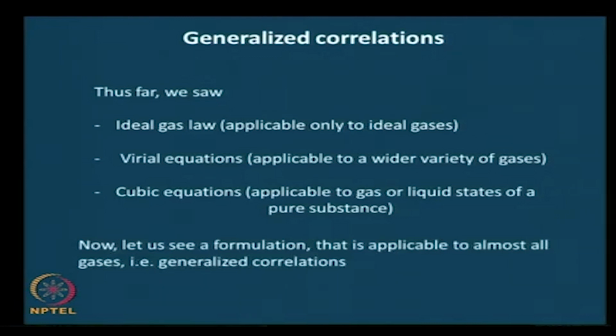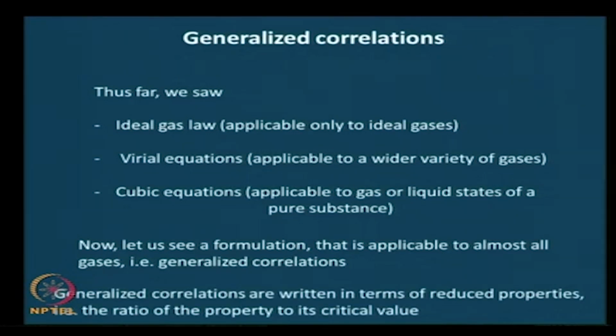Now, we are going to see a formulation that is applicable to almost all gases, barring a very few. These generalized correlations are applicable to almost all gases, and that is our interest in such a formulation. These generalized correlations are usually written in terms of what are called reduced properties. Reduced property is nothing but you take a value, let us say if you are talking of reduced temperature, you take the ratio of the actual temperature to the critical temperature of that pure substance, then you get a reduced temperature.